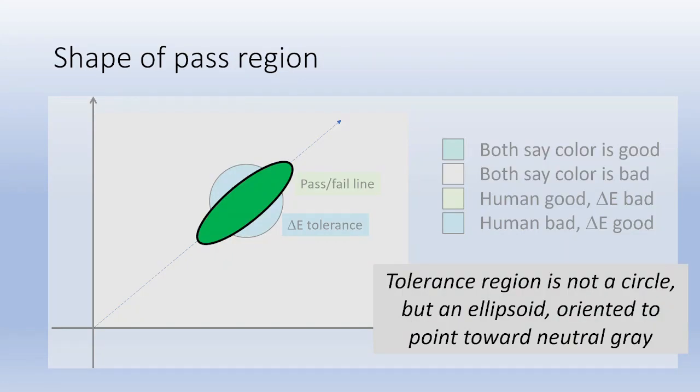The thing is that the tolerance region is not a circle. It's an ellipsoid. And I say ellipsoid is a three-dimensional ellipse. And it's oriented toward gray. The major axis of this ellipse is pointed toward the center here. This is what Roderick McDonald had noticed in 1978.